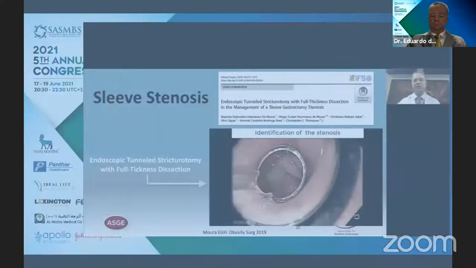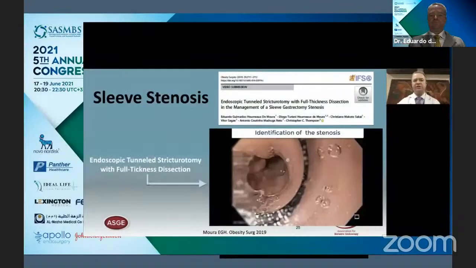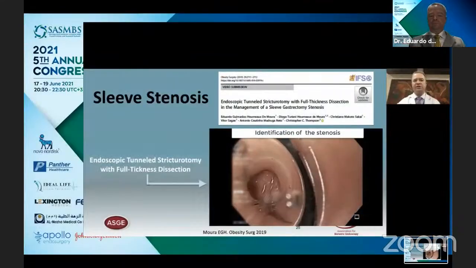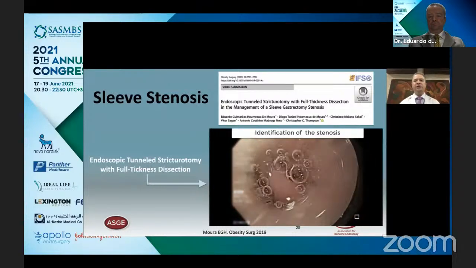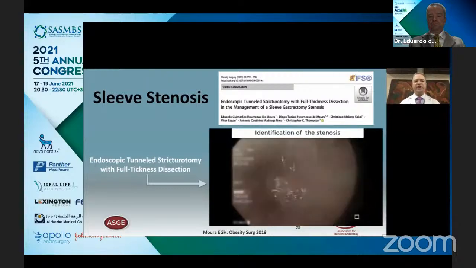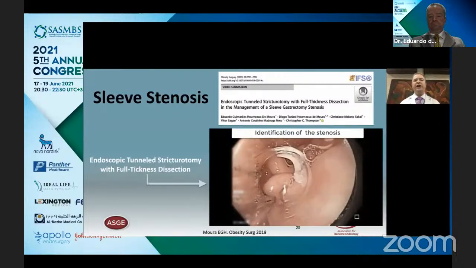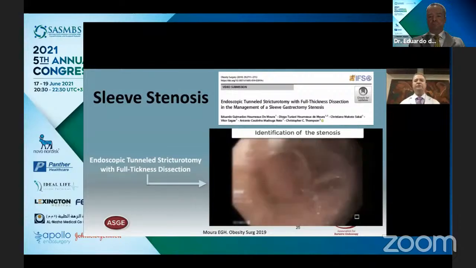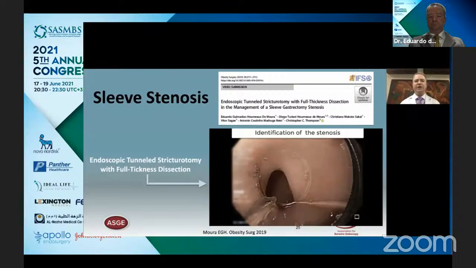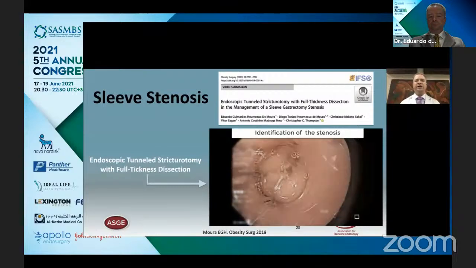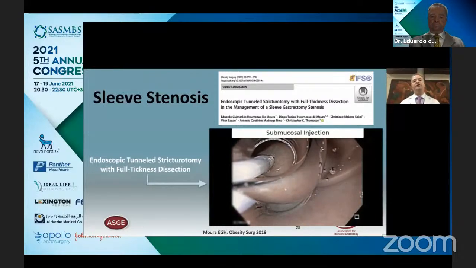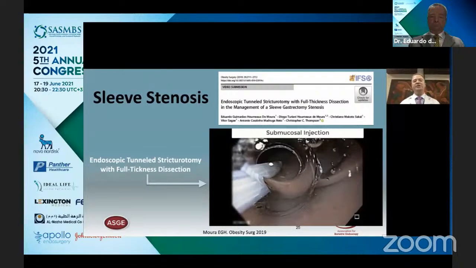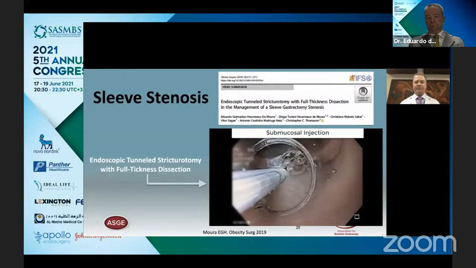We propose the endoscopic tunnel stricturotomy technique described in 2019. This consists of the section of the fibrosis area in full plane, full thickness, through an endoscopic tunnel, allowing an enlargement of the gastric lumen, reduction of intraluminal pressure, and easier gastric emptying.